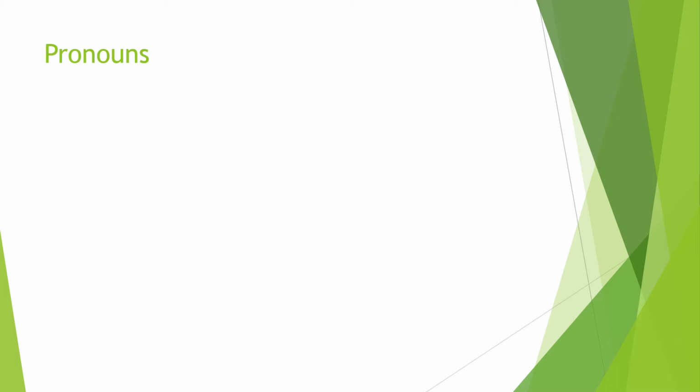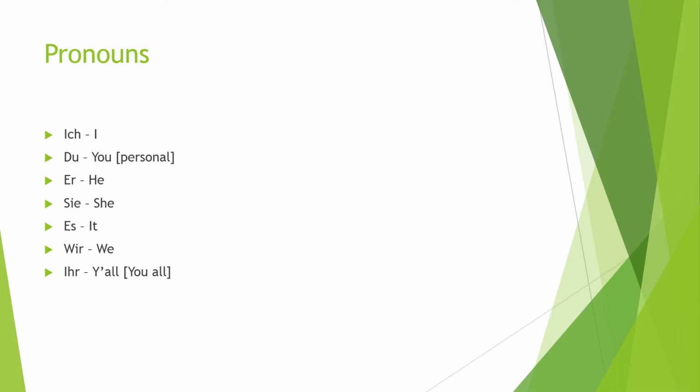Alright, so before we get to conjugating, we need to know the pronouns so we know how to conjugate. So we have ich, which means I, du, which means you, sie and es, which means he, she, and it, wir, which means we, ihr, which means y'all, or to those northerners, you all, sie, which means they or you formal.